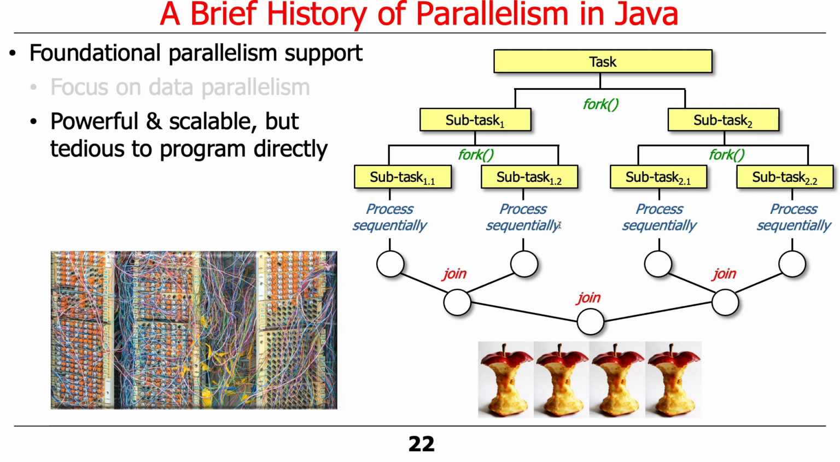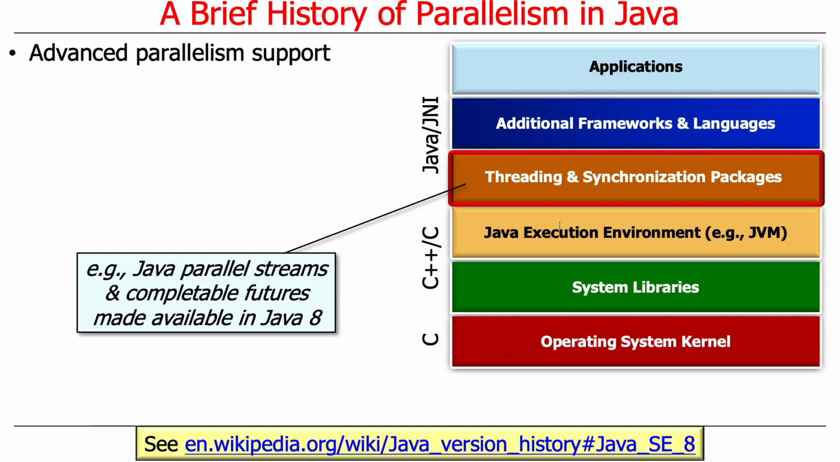So Java 7 support, and then later Java 8 support for the fork join pool and the common fork join pool was very powerful, very scalable, but still tedious to program, because we had to be responsible for the forking and the joining. And it was an object-oriented approach. It was a little bit crufty. It required knowing how to do inheritance and overriding of methods. And so as a consequence, it was somewhat difficult to program in practice, even though it was very powerful.